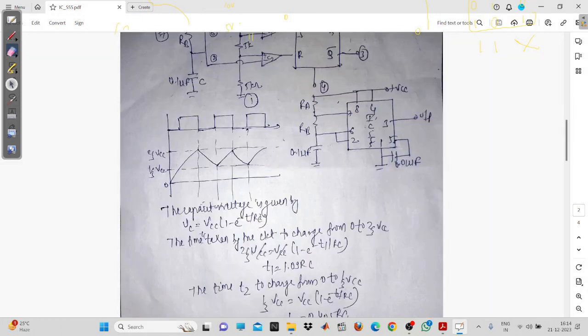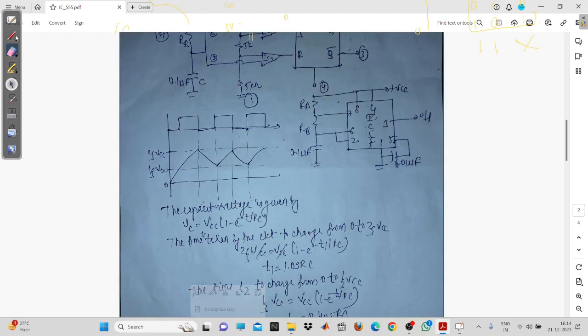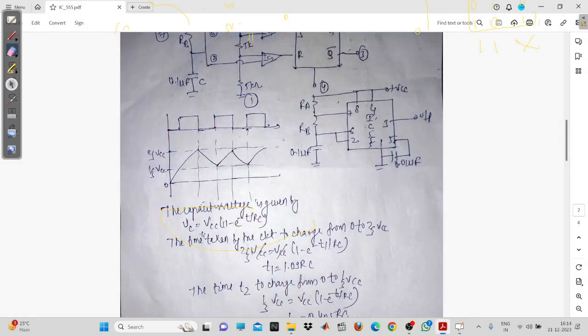So the capacitor voltage for charging, this is the formula for the capacitor charging. I think this formula is known to all of you. This is not a new formula which I am telling you. That VC is the voltage at any time t. Now you can see that your capacitor voltage is charging and discharging between two levels. The first one is 2 by 3 VCC, and the second one is 1 by 3 VCC. So we can say that it is oscillating between the two levels.